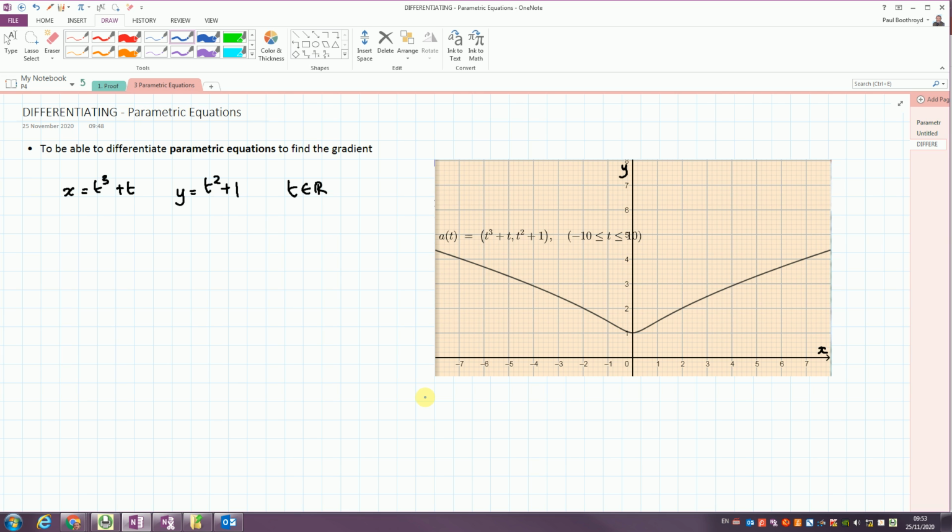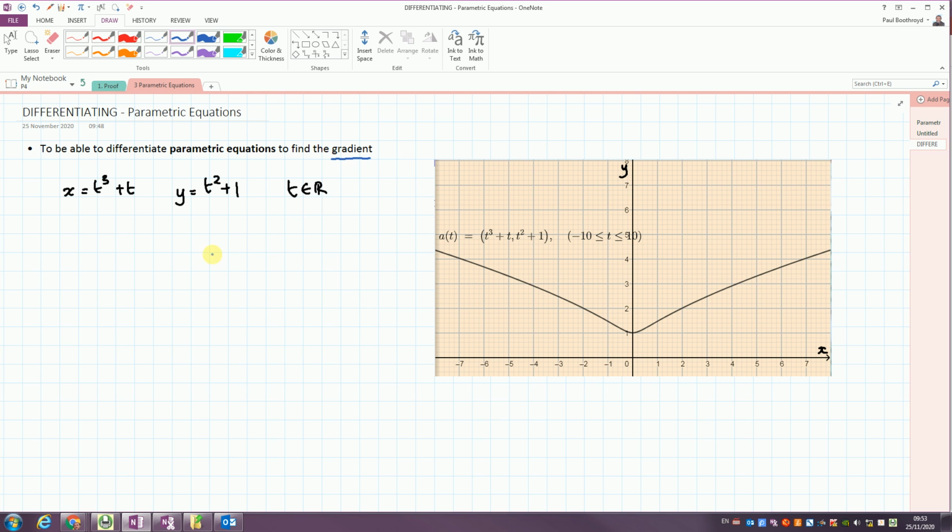Okay, I'm going to do the two calculus parts to do with parametric equations as well. So today we'll do differentiation, tomorrow I'll show you integration. They're strictly not that bad. It looks a little horrible to think about at first. We've got two equations and we want to find out what the gradient of it is.